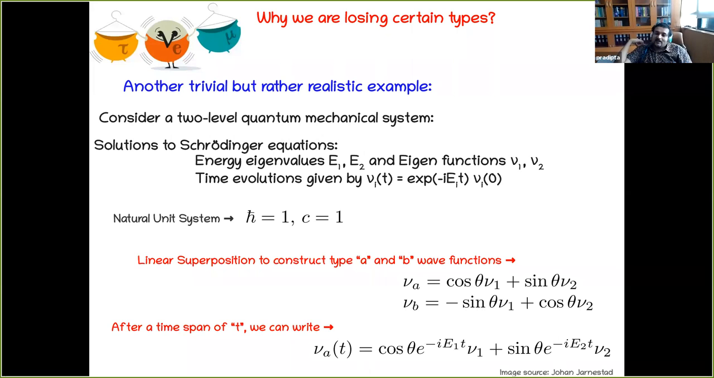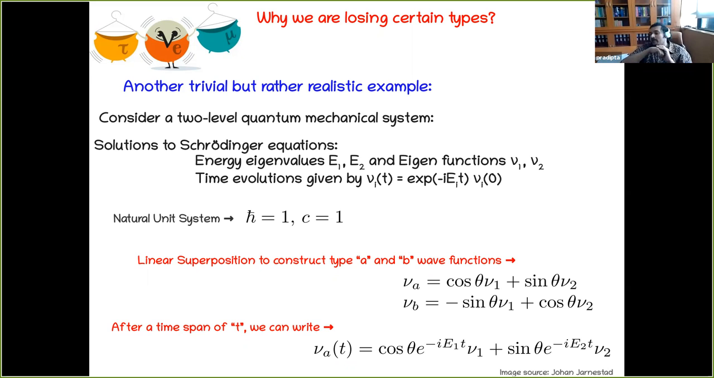Suppose now this nu 1 and nu 2 are basically the energy eigenstates, and they are orthonormal to each other. Because they are energy eigenstates, consider a particle in a box: n equal to 1 and n equal to 2 are completely different. I cannot express n equal to 2 as n equal to 1. So clearly those states, labeled nu 1 and nu 2, are not the observed or flavor states.